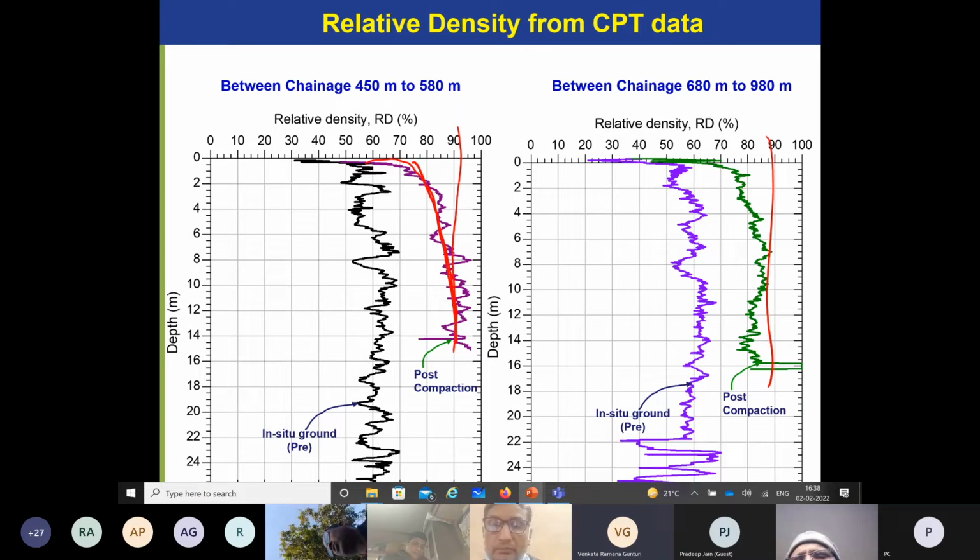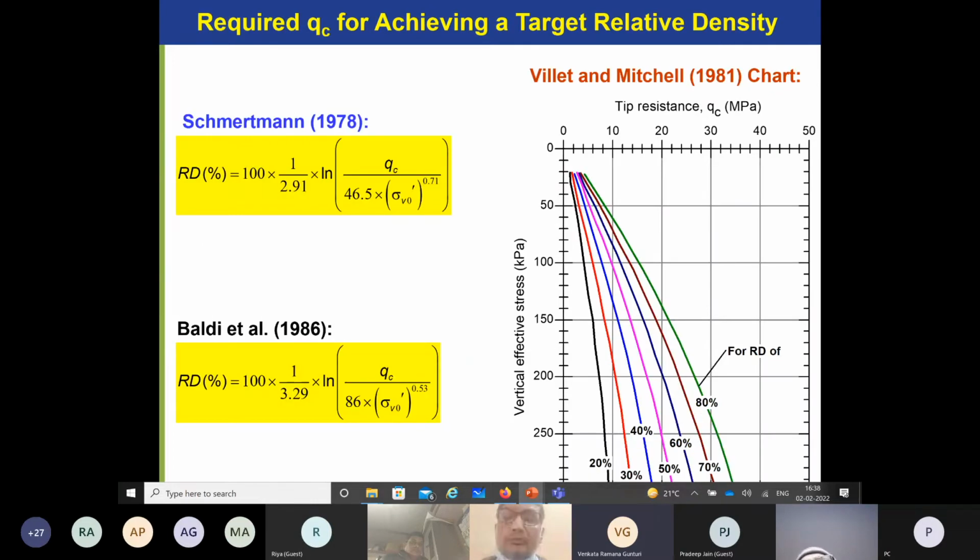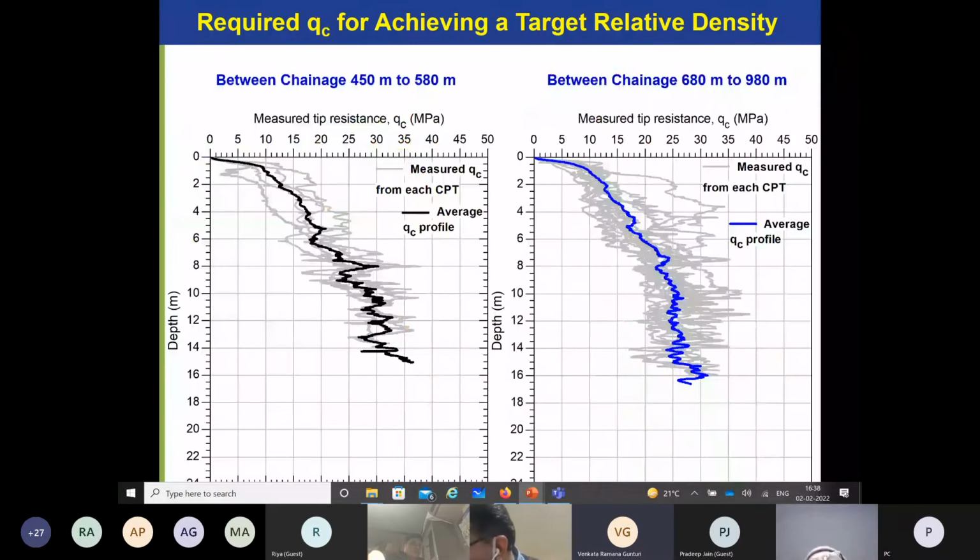So then we also carried out a technical study. Why did the engineer in charge select this? Now, we said, if you start working like this, then you are going to be in a lot of trouble. So we said, let us see how many correlations are available in the literature for finding the relative density. For example, Schmertmann's is one, Baldi is another one, and the Willett and Mitchell chart. Each time calculating the relative density using spreadsheets in the field is very difficult. So we told them, let's see what tip resistance you require to pass the bill. Ultimately, that is the criterion, isn't it?